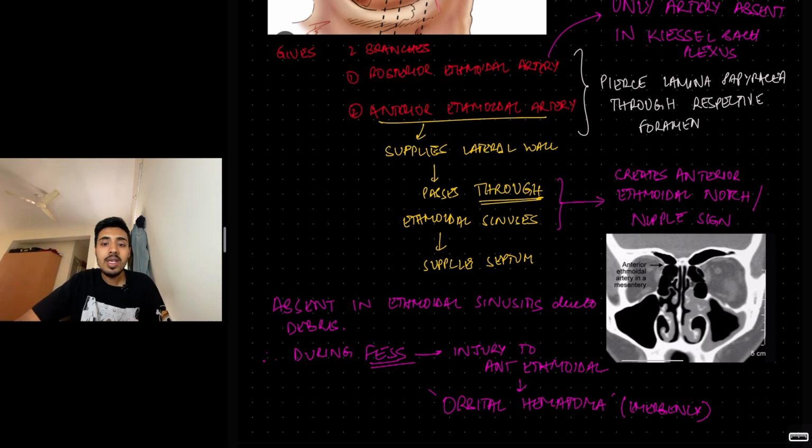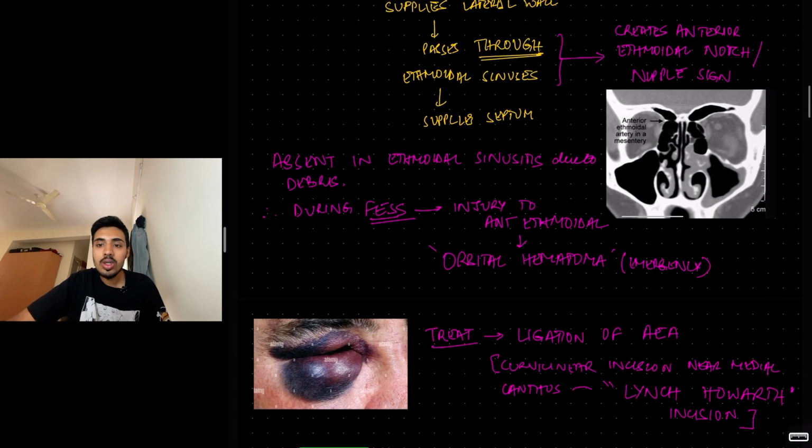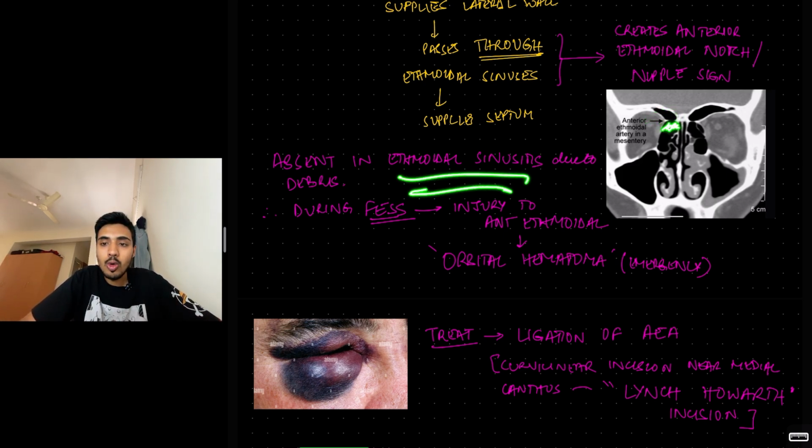So when it passes through the ethmoidal sinus, it creates a notch. You can see a tiny notch here. This notch is known as the anterior ethmoidal notch, also known as the nipple sign. So what happens is when the patient has ethmoidal sinusitis, because of all this opacity, the debris, the fluid, this anterior ethmoidal notch or nipple sign may not be seen.